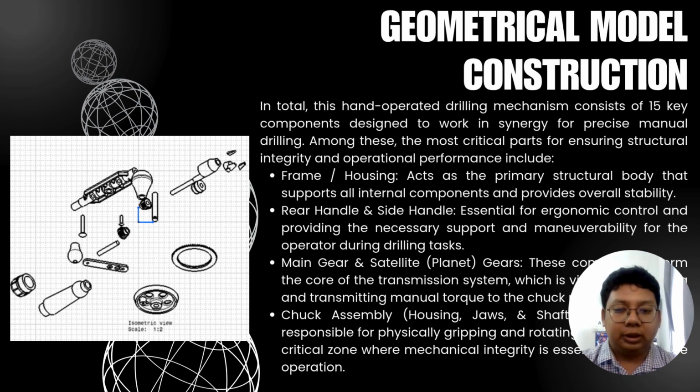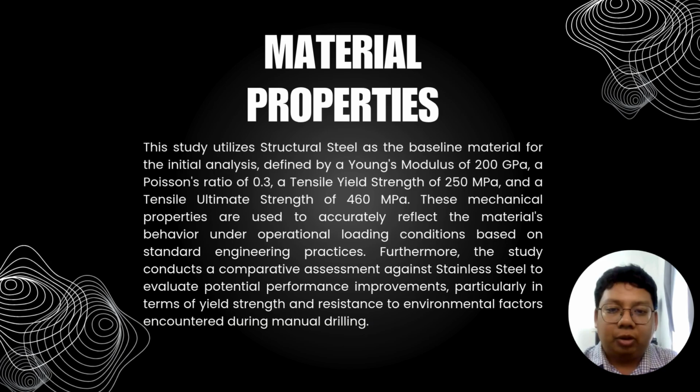Among these components, the crank handle arm and its connection to the gear assembly were treated as critical regions because the manual force is transferred through these areas. The components were modeled individually and then assembled using suitable geometric constraints to ensure correct alignment and interaction between these parts. Now we move on to the material properties of the assembly.